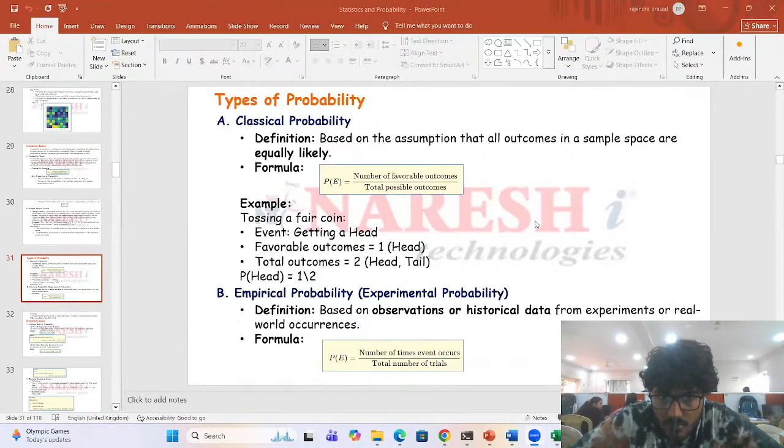Whenever you're conducting a random experiment, you know some outcome will come. Let's say I'm tossing a coin or throwing a die. Either you get 1, 2, 3, 4, 5, 6, but you're not sure what will be the outcome. So it is a random experiment.